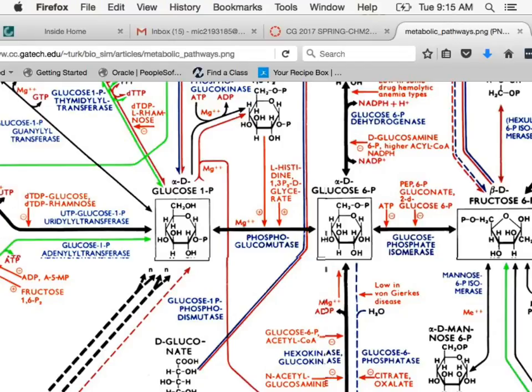And yet, where did the glucose come from? Well, it came from this reaction. It could go either way on this reaction. It could go either way on this reaction. It could go out over to here. It could go out over here. It could come from there. It could come from over there.